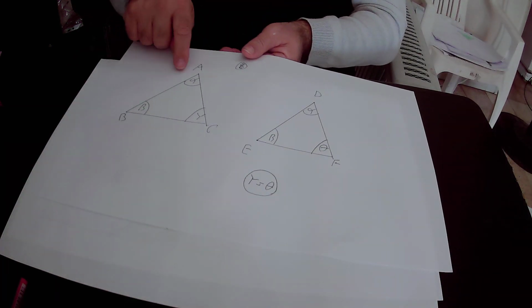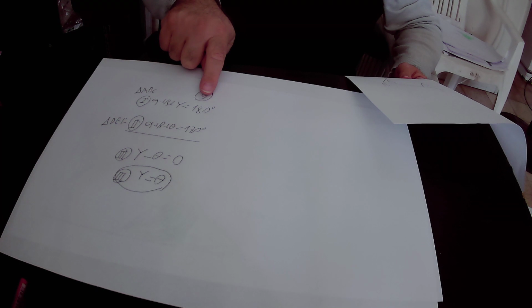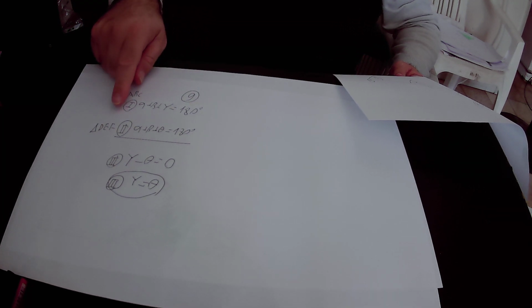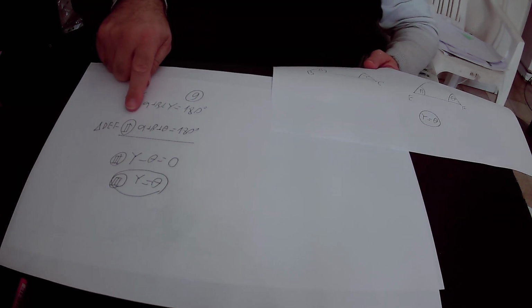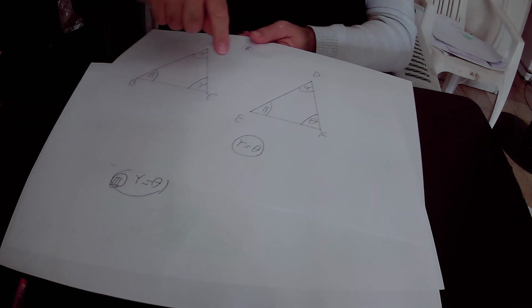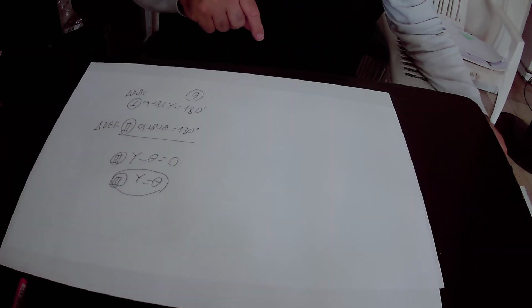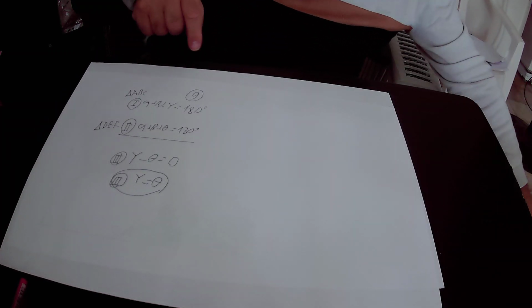That is to say alpha plus beta plus gamma equals 180 degrees. That is equation number 1. And the sum of the angles in triangle DEF also equals 180 degrees. That is to say alpha plus beta plus theta equals 180 degrees. So we got two equations.